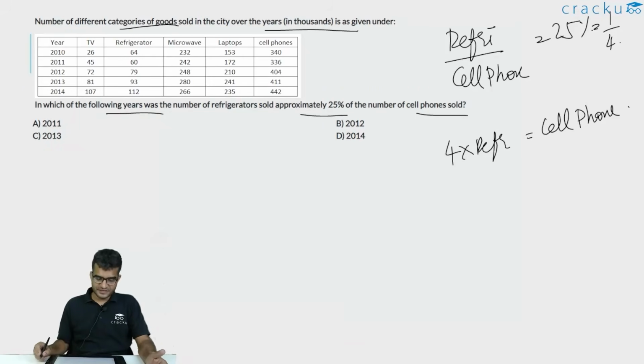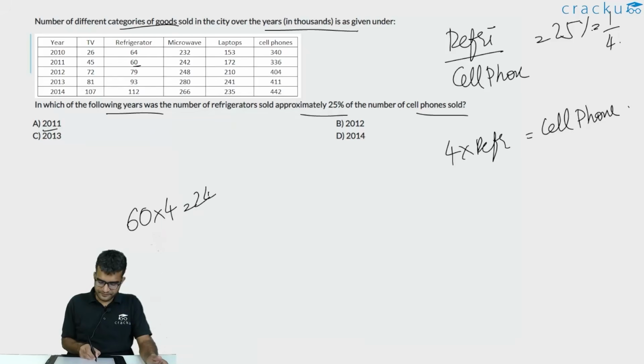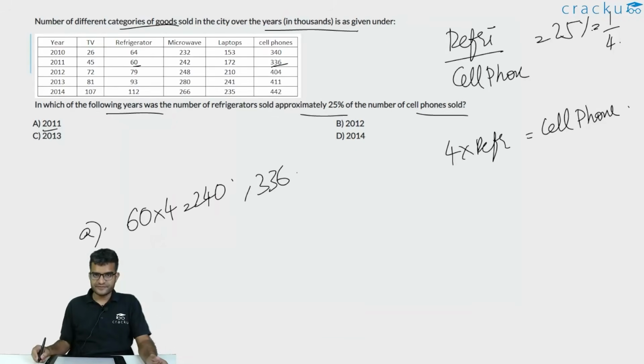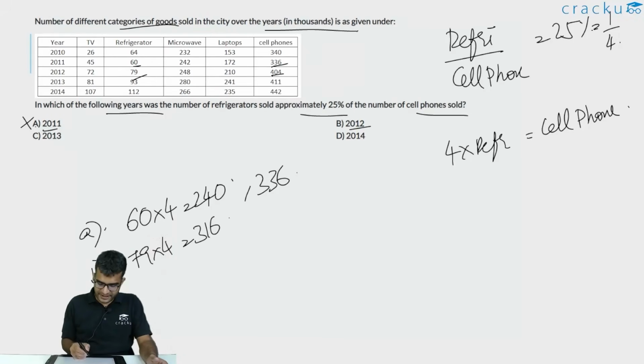We are given 4 options. Let us look at the first option. It is 2011. In 2011, the number of refrigerators sold is 60. 60 into 4 is 240. And the cell phone sold is 336. Clearly, they are not close to each other. So we can ignore the first option. The second option is 2012. The number of refrigerators sold is 79. 79 into 4 is equal to 316. And the number of cell phones sold is 404. Again, both of them are not close to each other, so we will again ignore it.